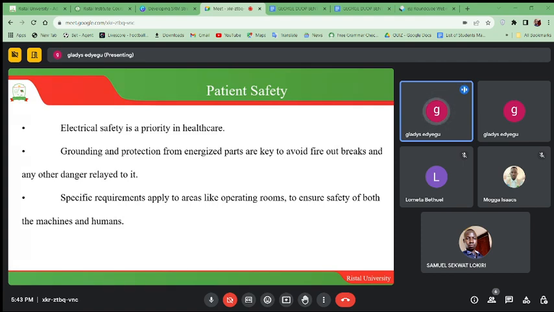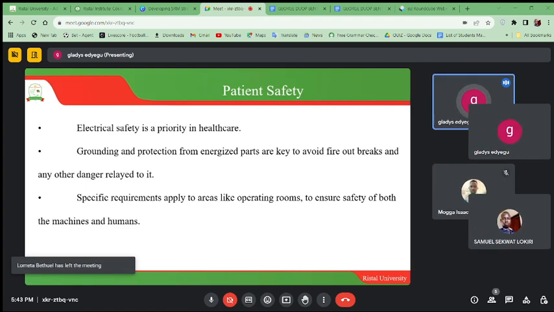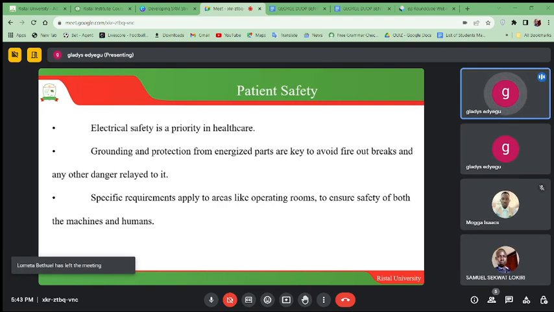Electricity is supposed to be used, but we have to ensure that as we are using it, we are also safe from it, because it can be more dangerous than the advantage it gives us when we don't follow the codes, the guidelines, and the procedures on how we are supposed to install it. Then we shall be endangering ourselves and everything around us.